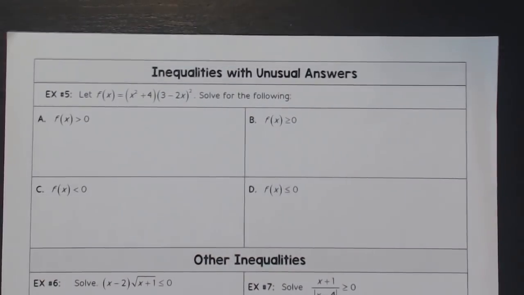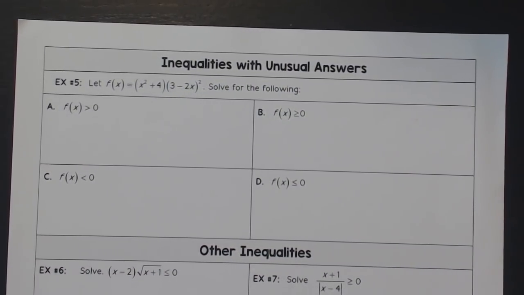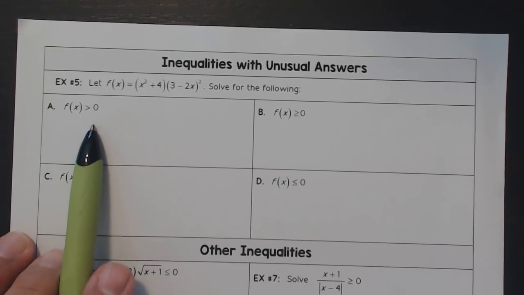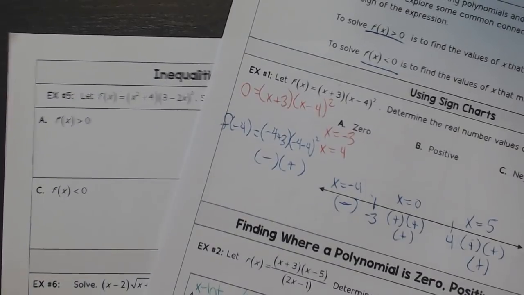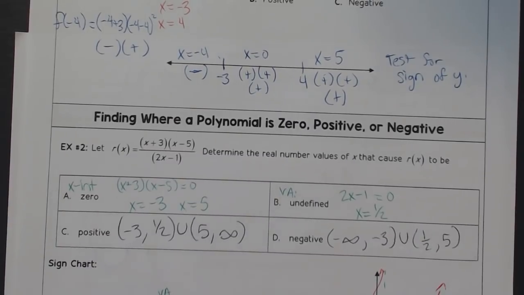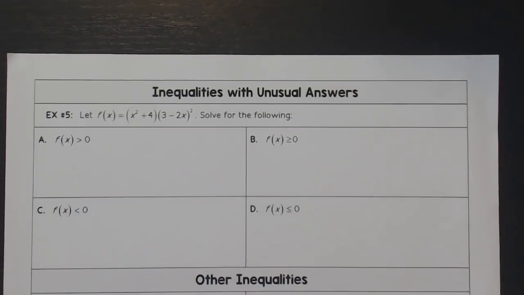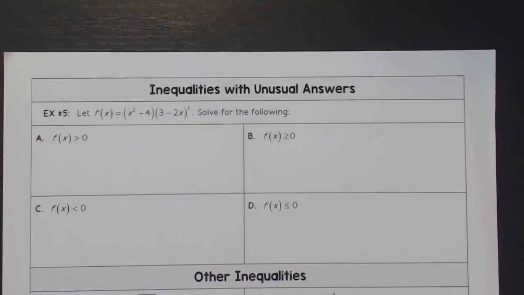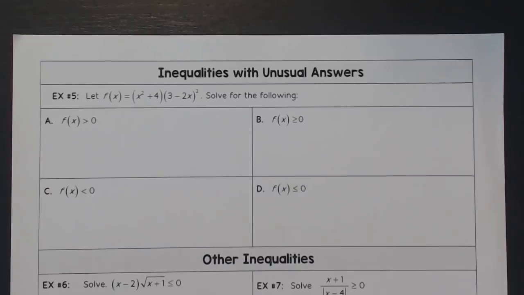Example 5 is saying let f of x equal (x squared plus 4)(3 minus 2x) squared. Solve for the following. Okay. So here it's very similar to example 1, but now we're writing them with the greater thans and less thans. Remember, f of x is greater than 0 means when it's positive. That's just like example number 2, where I asked you positive, negative, undefined. This is the exact same question, but now we're not using the words. So I sure hope that you guys are going to be able to do these problems and not be like, whoa, why is this so different?